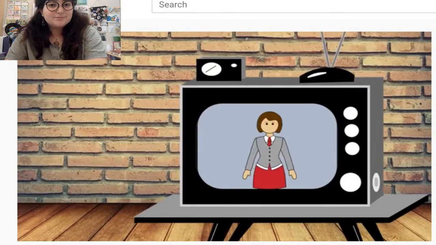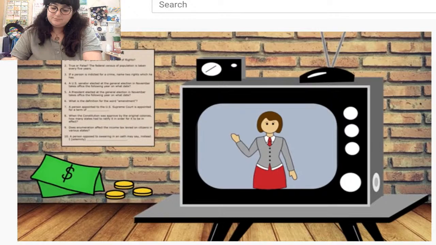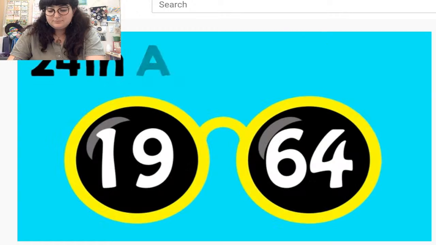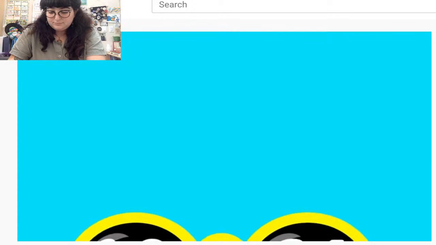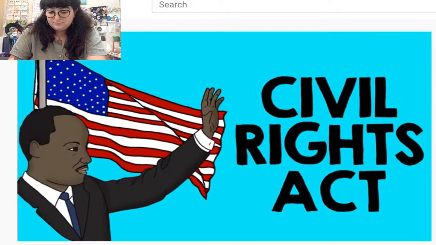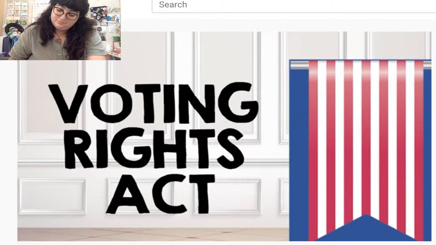Remember the poll taxes and literacy tests we talked about a few moments ago? In the 1950s and 60s, civil rights groups began making progress towards breaking down those barriers. In 1964, the 24th Amendment was passed, making poll taxes illegal. That same year, the Civil Rights Act was passed. It forbid discrimination based on religion, race, gender, or national origin. In 1965, the Voting Rights Act followed. It forbid anyone from denying the right to vote to citizens based on their race.